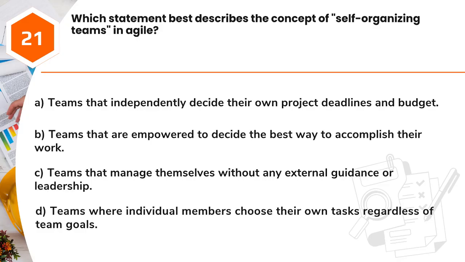Question 21. Which statement best describes the concept of self-organizing teams in Agile? A. Teams that independently decide their own project deadlines and budget. B. Teams that are empowered to decide the best way to accomplish their work. C. Teams that manage themselves without any external guidance or leadership. D. Teams where individual members choose their own tasks regardless of team goals.